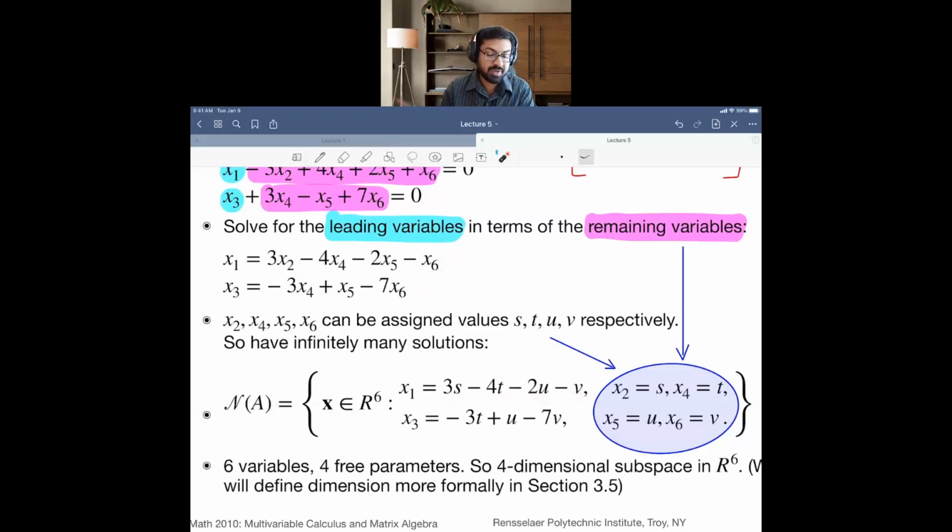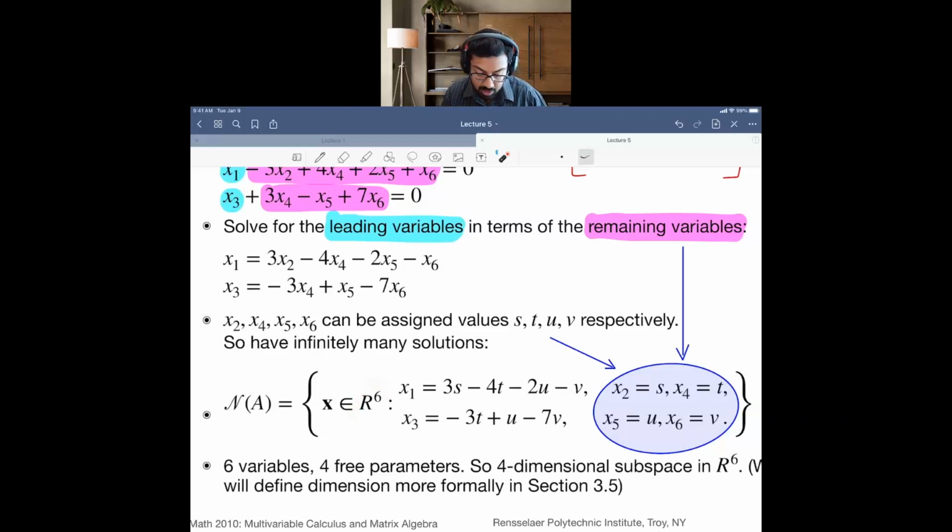So based on my choice of x2, x4, x5, x6 in s, t, u, v, I've got a constraint value for x1, and I've got a constraint value for x3. So all of this is going to be my null space. Any x that satisfies this is going to belong to the null space for the coefficient matrix A. How many values are there in x? Clearly there are going to be 6 of them, right? So x1 all the way at the top, x6 all the way at the bottom. So it's an R to the 6 space.